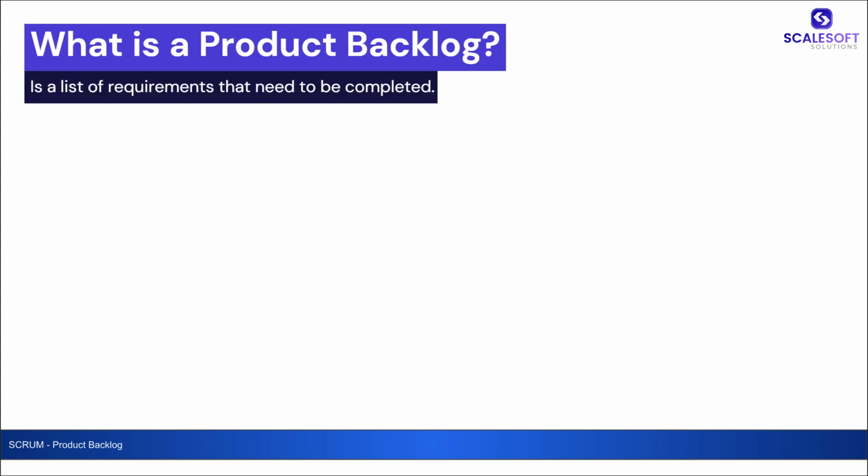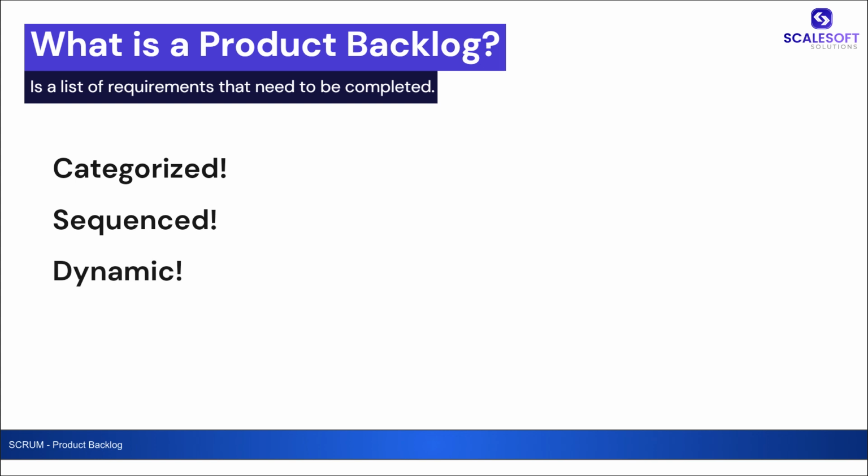So, what is a product backlog? In a simple way, the product backlog is a list of requirements that you need to complete for your solution. Of course, the list has some characteristics, such as it must be categorized and sequenced. The product backlog also is a dynamic list. This means it can be updated in terms of priority, or maybe adding items such as bugs or change requests throughout the project development lifecycle.